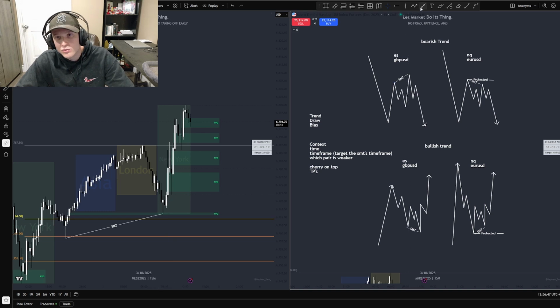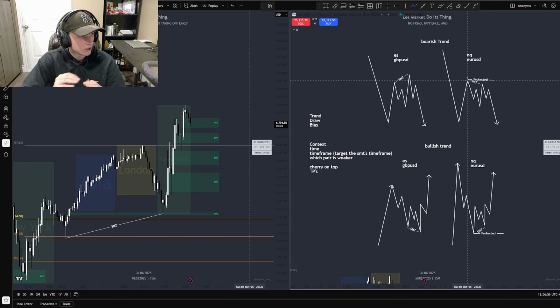Because this right here on ES could go all the way up to here if it wants, and this SMT will still be valid. But as soon as this high here is broken, the SMT is broken as well. Does that make sense? If there's any questions, drop them in the comments below. I'll answer it pretty quickly.